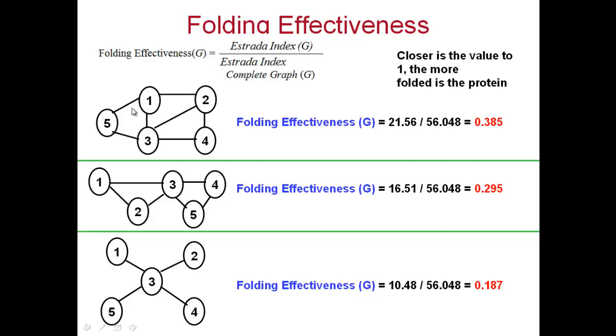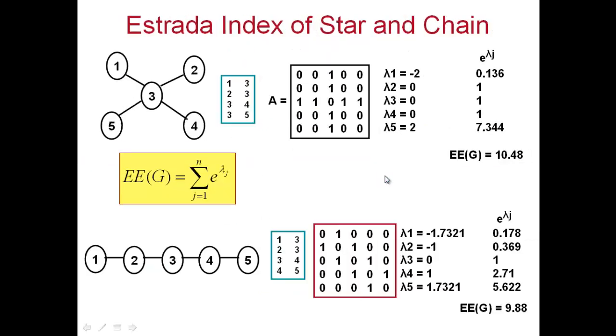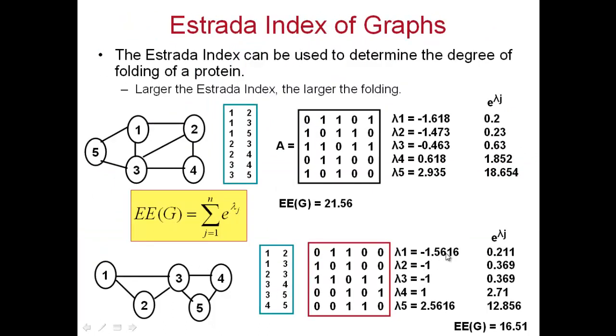That means the more edges you are going to have between these vertices. In the best case, you could have all edges between all possible combinations of vertices. That would lead to a complete graph like this, and then the ratio will be 1. If you don't have a complete graph and you are missing some edges among the vertices, like in this graph, you are going to get a ratio less than 1. So the closer it is to 1, the more folded is the protein, and vice versa. For this graph, again, the eigenvalues came out to be what I have here. So these are the eigenvalues.